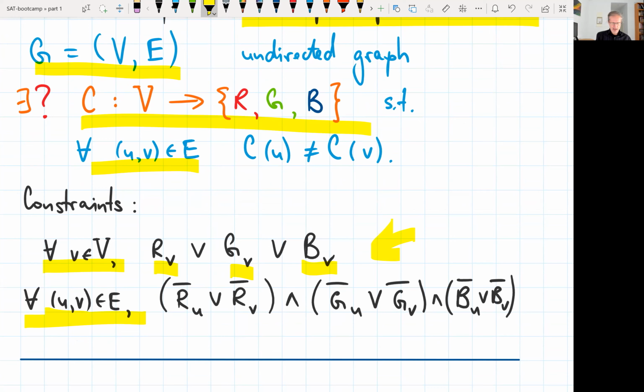So it says that for every edge UV in your graph, it shouldn't be the case that both endpoints are the same color red, or the same color green, or the same color blue. And this can be formally expressed as the conjunction of these clauses of width 2 shown on the slide. Okay, and if you put together all these constraints of type 1 and type 2, then you'll get a complete description of your three-colorability expressed as a CNF formula.